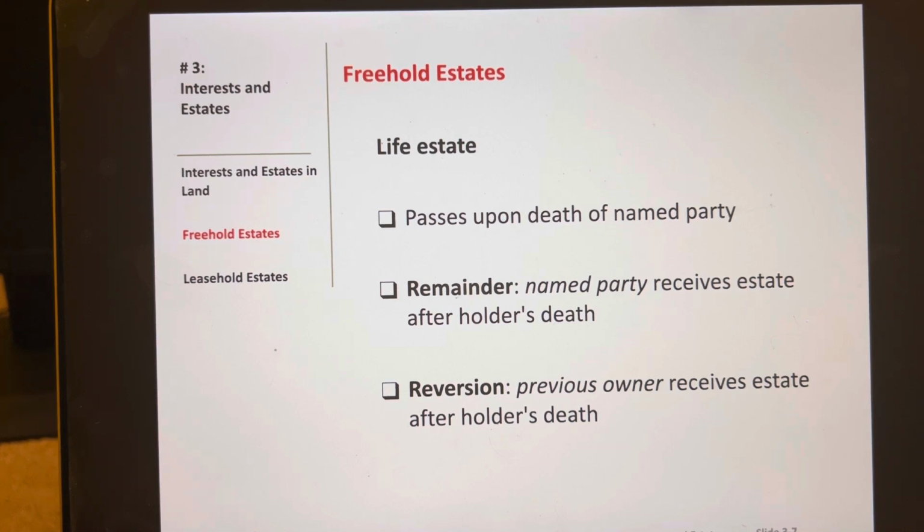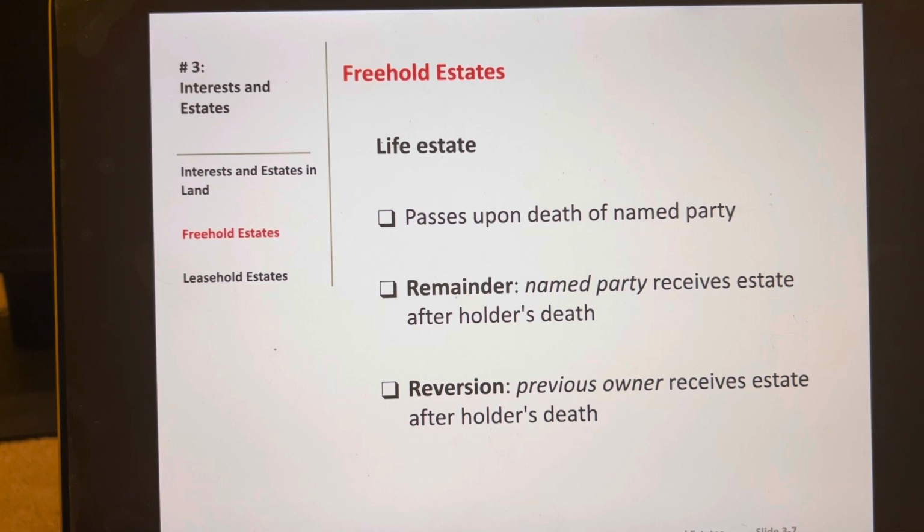Okay, so a life estate is a freehold estate that is limited in duration to the life of the owner or other named person. Upon the death of the owner or other named individual, the estate passes to the original owner or another named party.